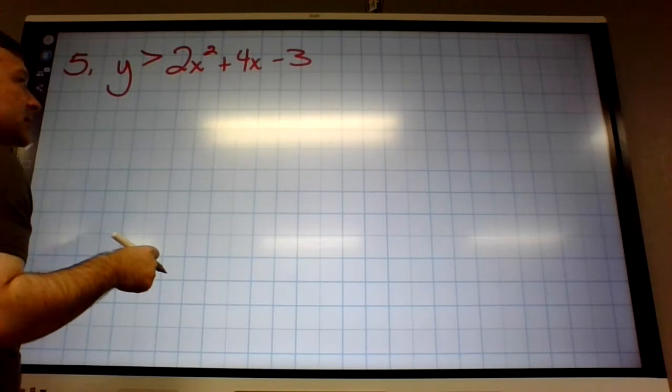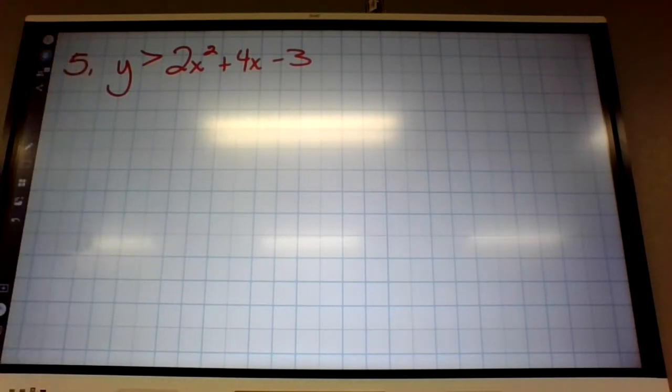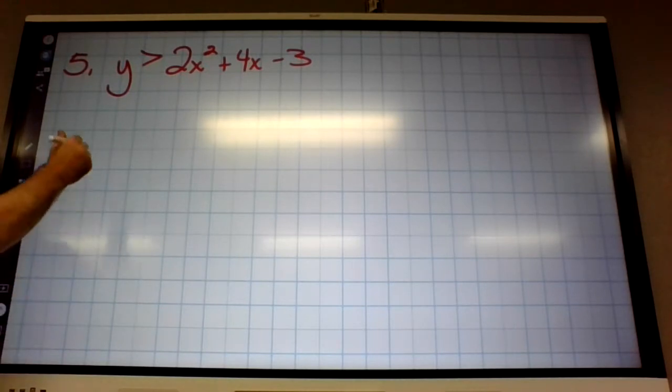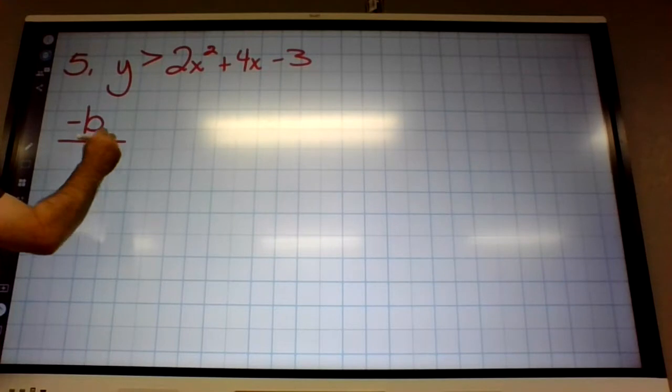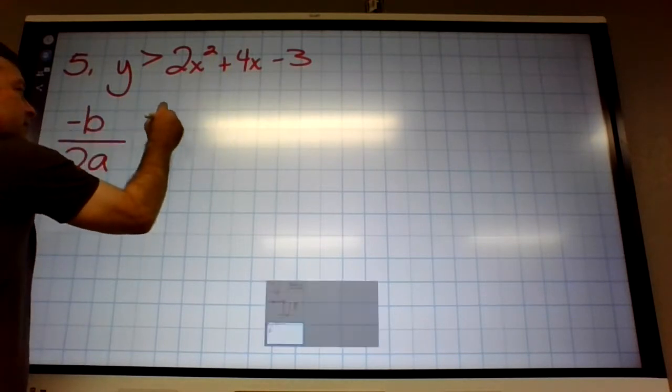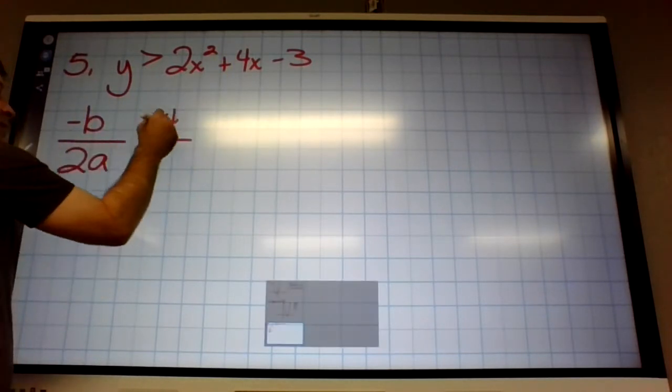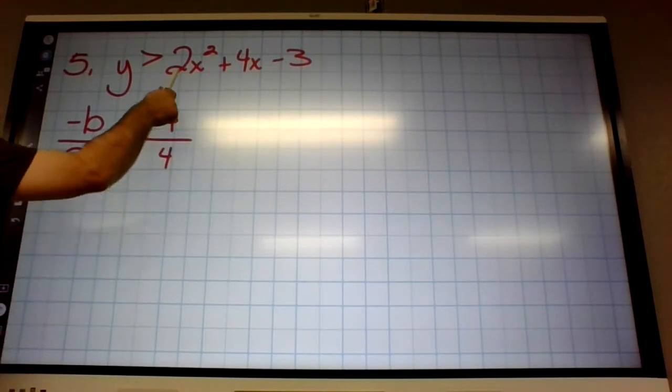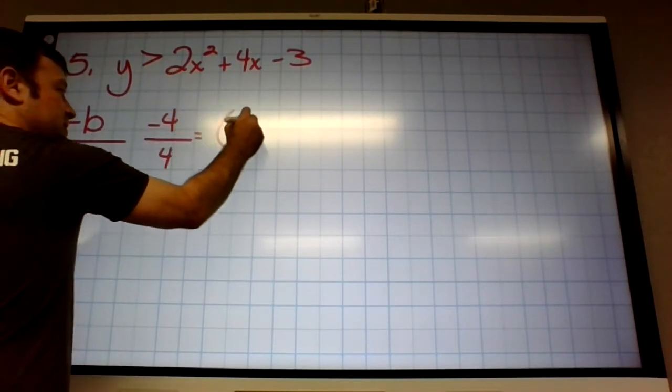So it's kind of like the last one. How do we start these? How do I find the vertex on this? Negative b over 2a will help me find the vertex. If you don't remember that, you can plug in some random x values and hope to figure out what it was. So negative b would be negative 4, 2 times a would be 2 times 2 is 4, so negative 1 is the x coordinate of the vertex.